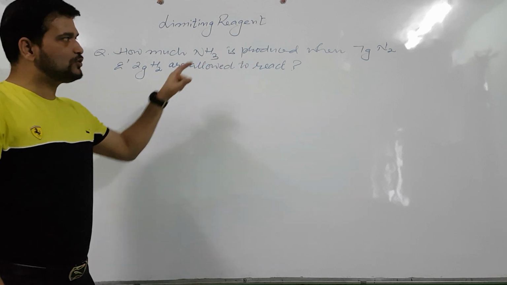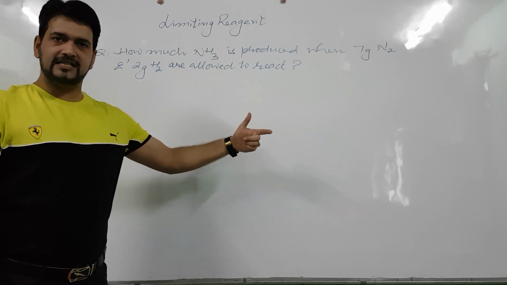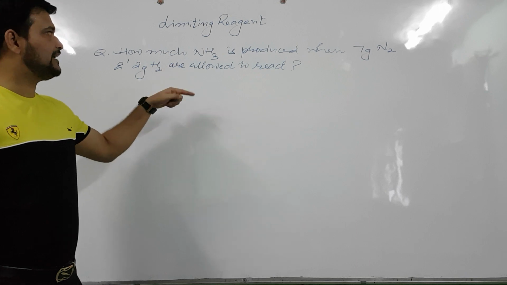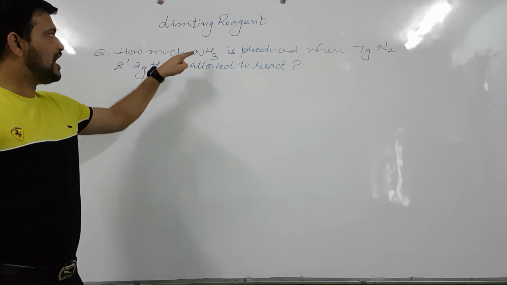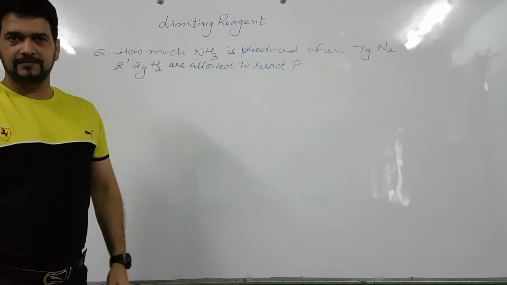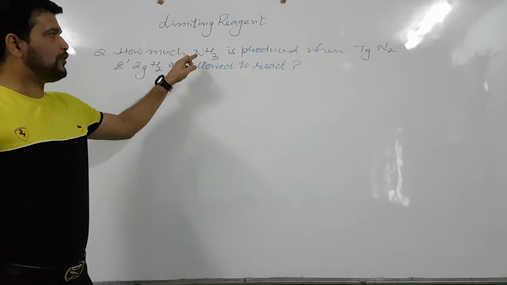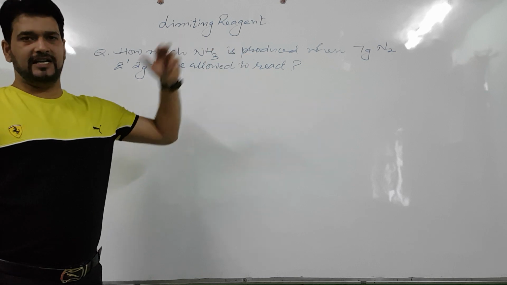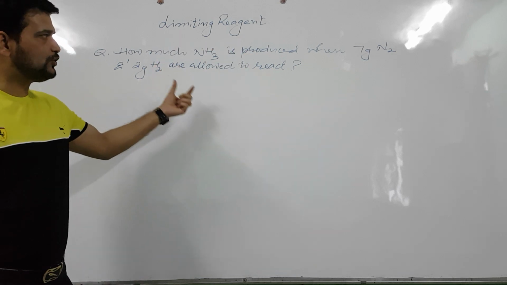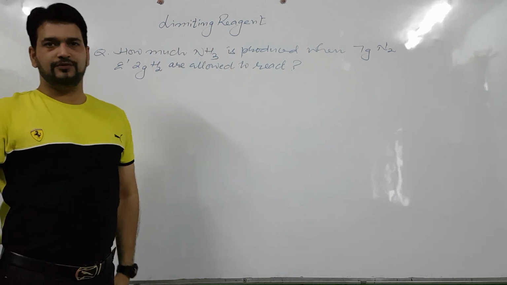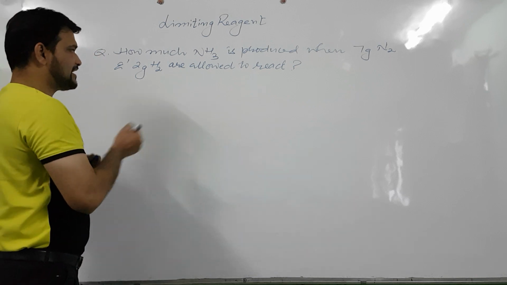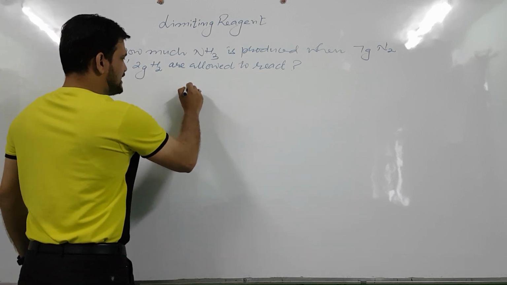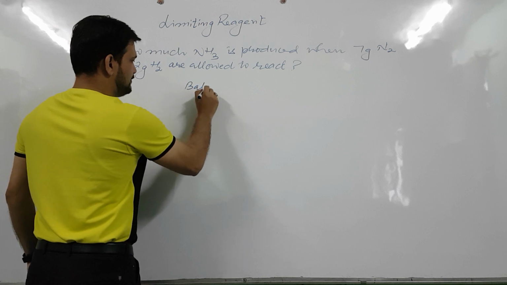So out of these two, there will be the limiting reagent, and that limiting reagent will decide how much ammonia will be formed. So the product formation is always dependent on the limiting reagent. So we have to find out the limiting reagent first. Let us write the balanced chemical equation.